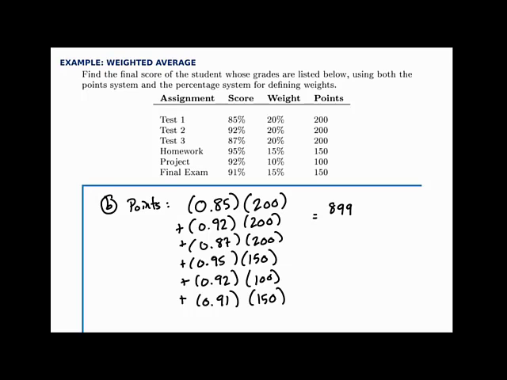So they earned a total of 899 points, and then when you divide that out of the total number of points they could have earned, which was 1,000, they get 0.899, which again works out to 89.9%. So notice you're doing the same work both ways. It's just that when you use the weights, you've already divided by 1,000 before you start. When you use the points, you have to divide by 1,000 at the end to get the final score the same way you did with the weights.